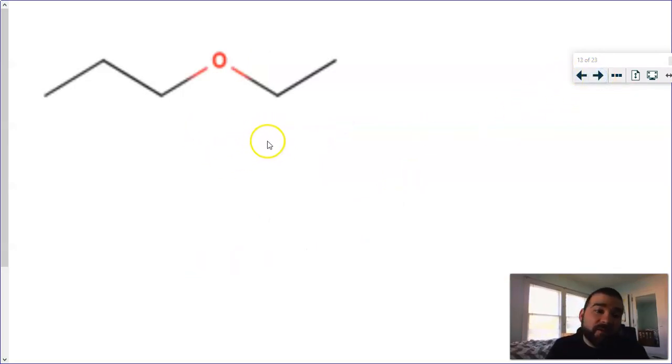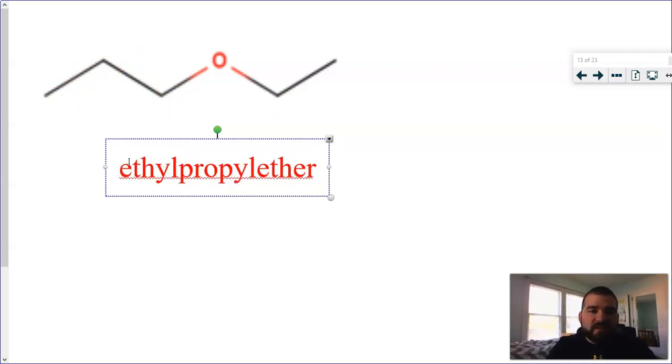This is another, this is an ether. So now again, we need to name both sides. In an ether, we name both sides and we use the YL ending for both of them, and we just do it in alphabetical order. So I have 2 carbons here, that'd be ETH. I have 3 carbons here, that'd be prop. So this is going to turn into ethyl propyl ether.